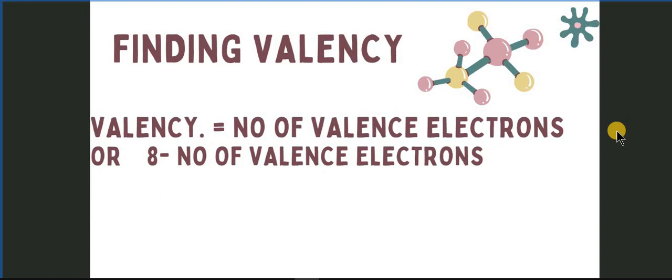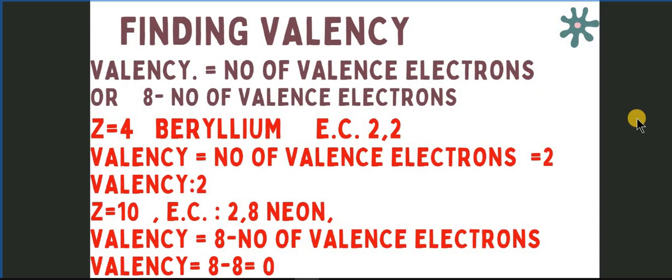Okay. Now finding valency. Valency is equal to the number of valence electrons or 8 minus the number of valence electrons, whichever is less, that will be more common. Now if you want to find the valency of beryllium, beryllium has atomic number 4. The electron configuration is 2, 2, valence electrons are 2. So therefore valency will be 2.